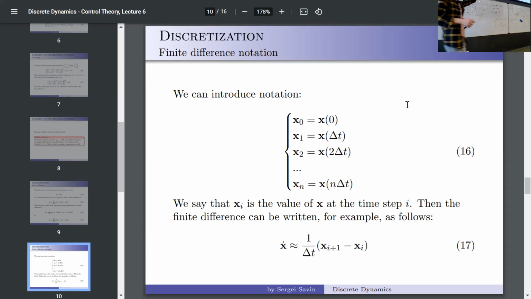Okay, and in this case, the derivative becomes even simpler. It is 1 over delta t of x sub i plus 1 minus x sub i. That is the same expression as before, the definition that you saw. But now we introduced notation, so it became like that. Okay, next.